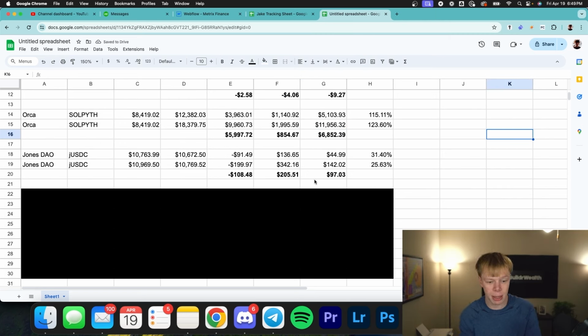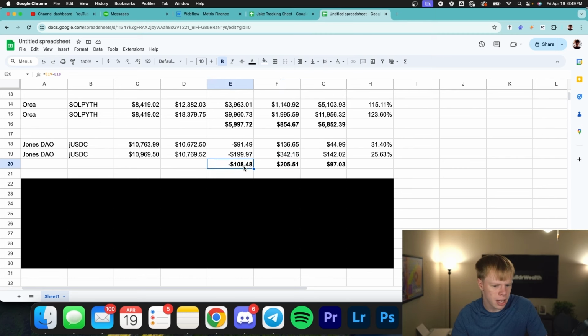Next off, we have JUSDC. This is another stablecoin position. I made roughly $205 just in earnings from the month of March, so I'm pretty happy with this one as well. It does show that I lost roughly $108 just from the price of JUSDC declining.